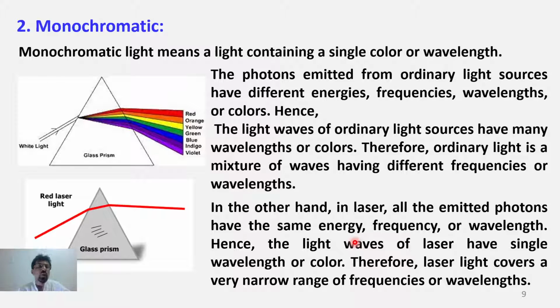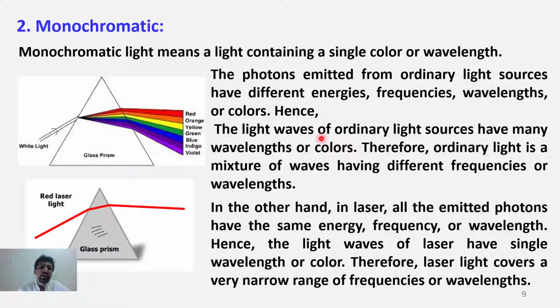Now friends, we are going to take the second characteristic, that is monochromatic. We know that monochromatic light means a light containing a single color or a single wavelength. Those lights having a single wavelength are known as monochromatic light.